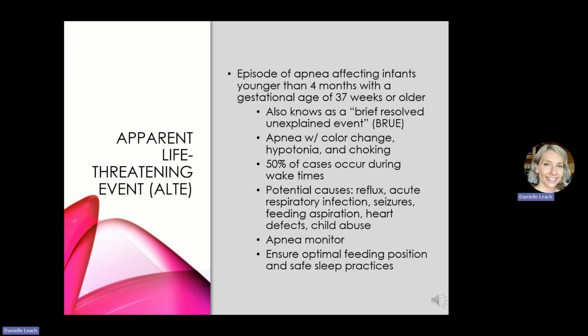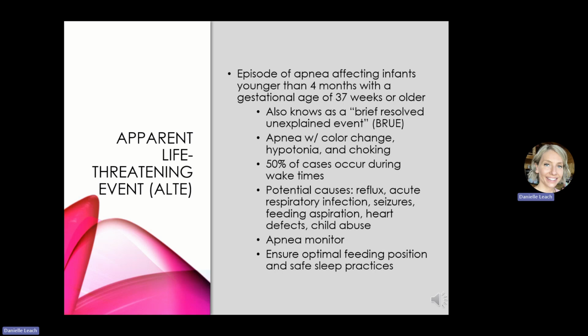An apparent life-threatening event, ALTE for short, also sometimes called a brief resolved unexplained event, or BRUE, is an episode of apnea that affects infants younger than 4 months with a gestational age of 37 weeks or older. So basically they are not premature, they're basically newborns.